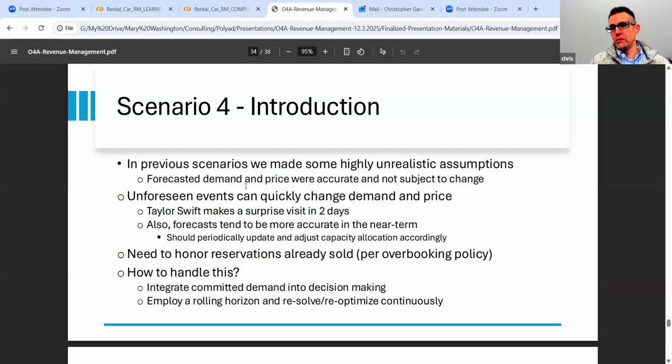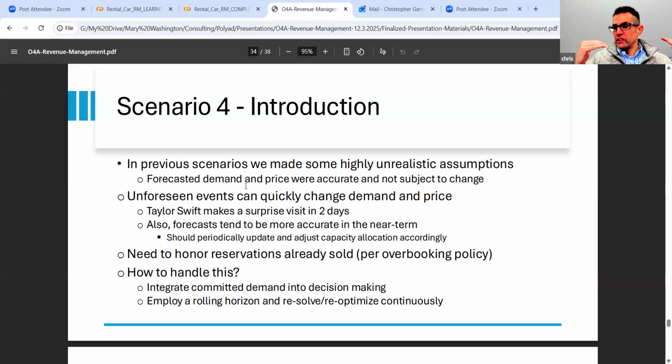In this case, we're going to assume no overbooking policy where we don't do overbooking. So what this means is if I've sold some cars and the demand changes, I'm not going to go back and take those cars back. I'm going to assume that it's done here. So again, how do we incorporate changing prices, fluctuating demand, and making sure that as we adjust our plan, we honor what's already been committed here?